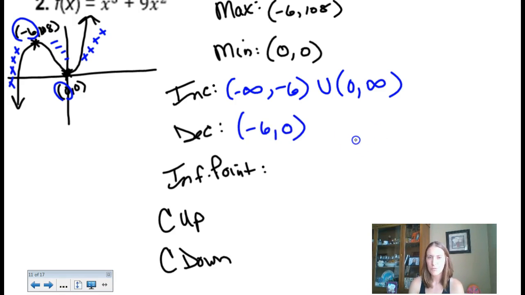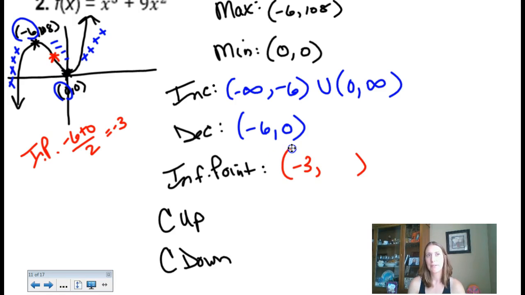The inflection point, I have not calculated them yet because they're in the middle of my extrema. So there's only 2 extrema, which means I only have to find 1 inflection point. So in between negative 6 and 0, I got this. Negative 6 plus 0 divided by 2 is negative 3. So the inflection point is at negative 3, comma, plug in negative 3. I already did this, so why am I doing it again? It is 54.